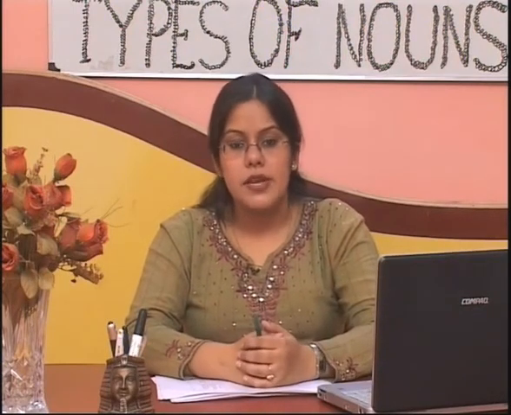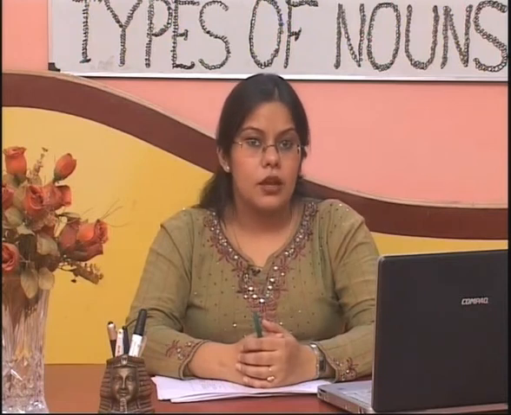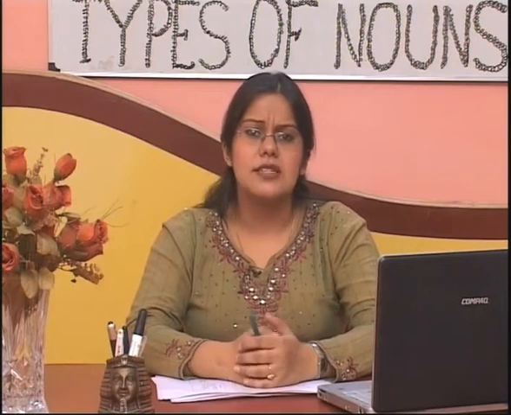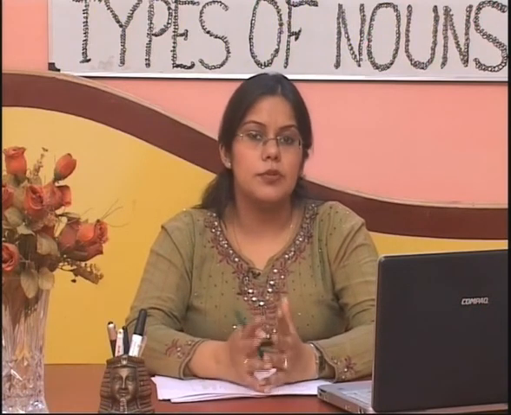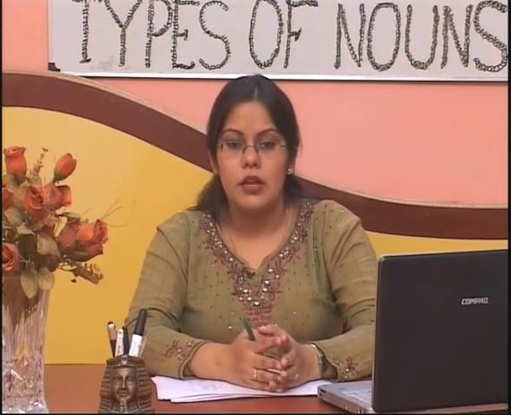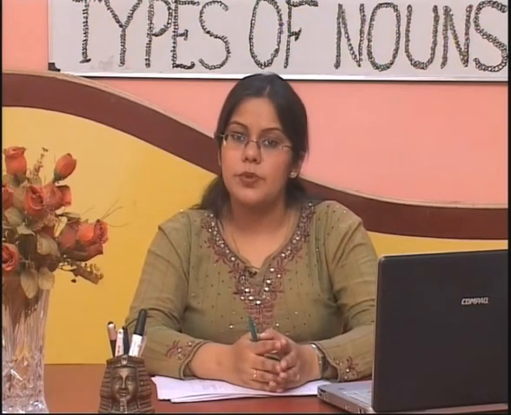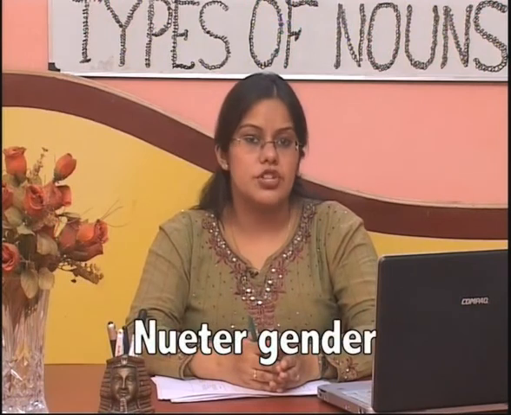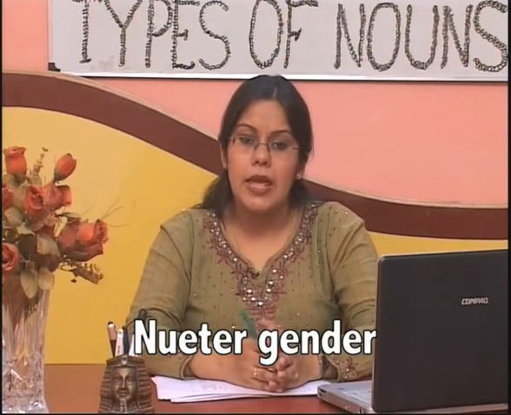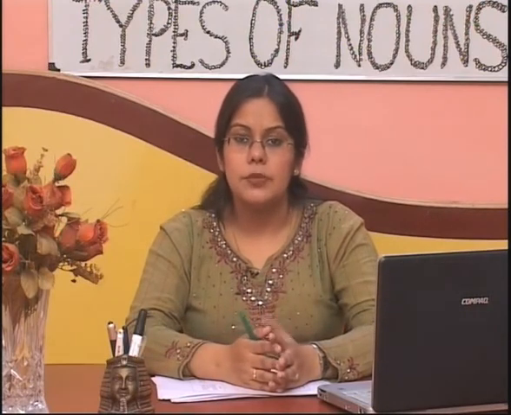Now, if there is a noun that denotes a thing which is neither a male nor a female, that is, it is a non-living thing like a table or a chair, you cannot tell whether a table is a male or a female, such nouns are said to be of neuter gender. For example, a book, a pen, a room, a table.